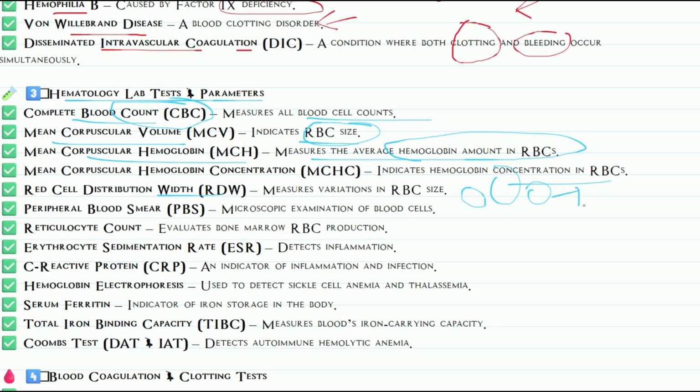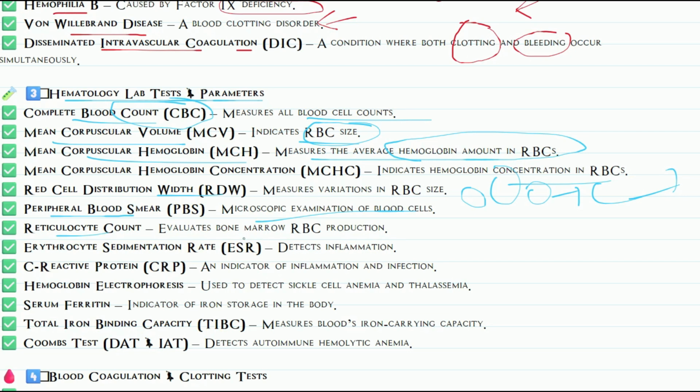And what is the term we call this? Anyone can please comment. I will give an example: anisocytosis or poikilocytosis. These are the two terms. If anyone knows which is the right term for the variation in the size of RBCs, they can explain or comment. Now another, we have the peripheral blood smear, a microscopic examination of blood.